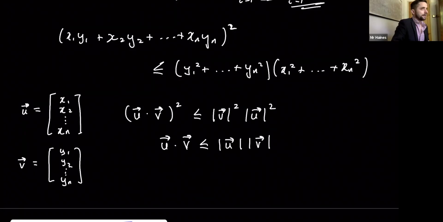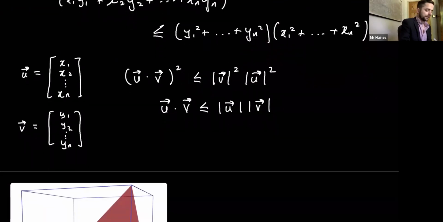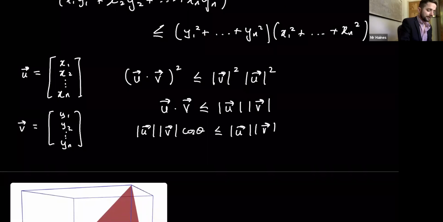And if you happen to know that the dot product u dot v is mod u mod v cos theta, then this becomes really obvious. Because cos theta is smaller than 1. So if I'm timesing something by a number smaller than 1, of course it's smaller than if I just left it alone.